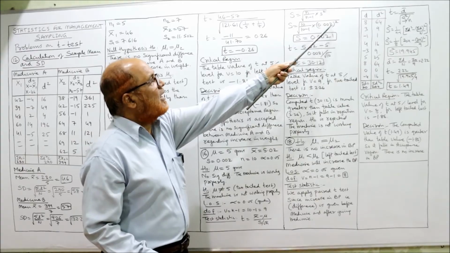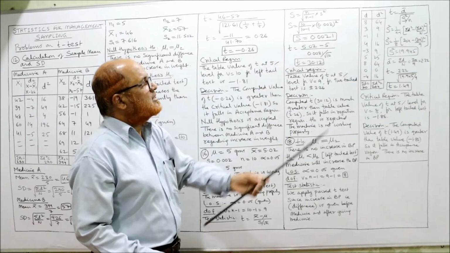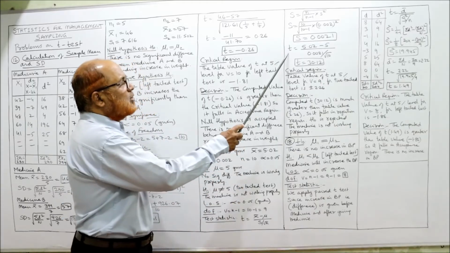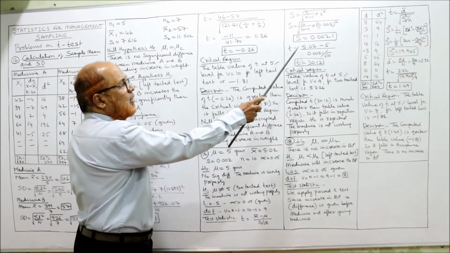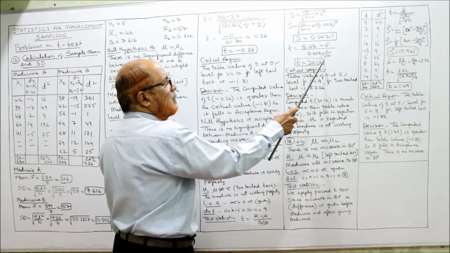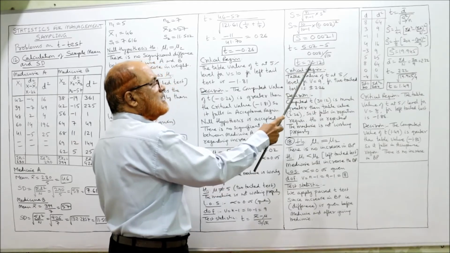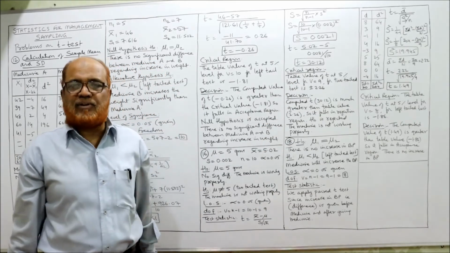0.002 square into 10 divided by 9 under root. So we are getting S is equal to 0.0021. Now we substitute T is equal to X bar. X bar is 5.02. So 5.02 minus 5 divided by 0.0021 divided by root 10. So finally you will get T is equal to 30.12. This is the computed value of T.